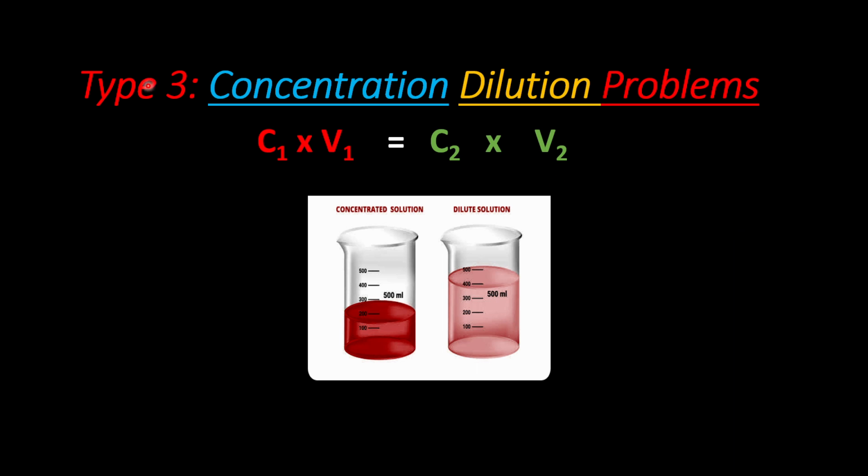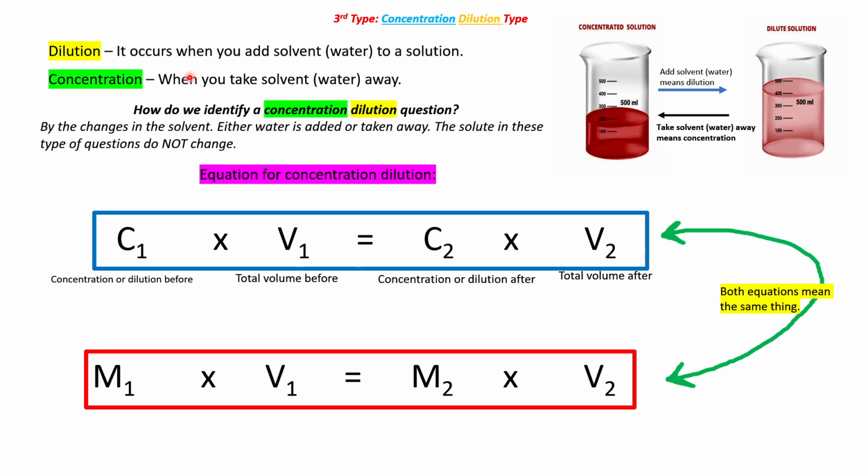Okay, this is type 3. Type 3 deals with concentration dilution. Dilution occurs when you add solvents such as water to a solution. Concentration is when you take solvent such as water away.